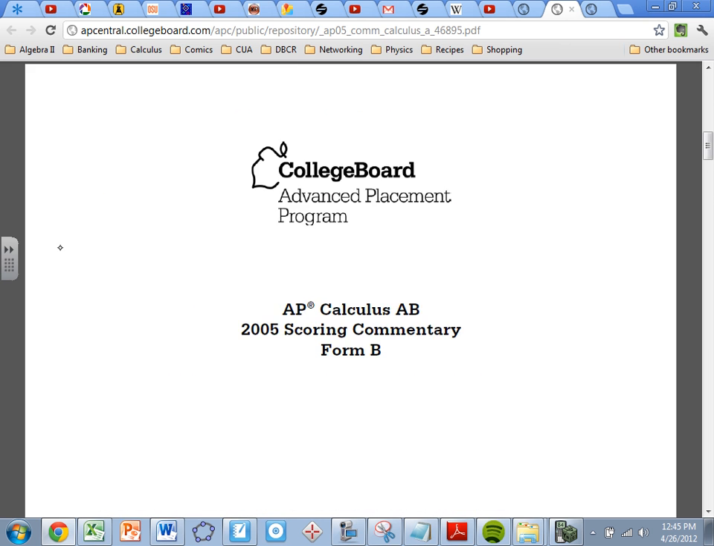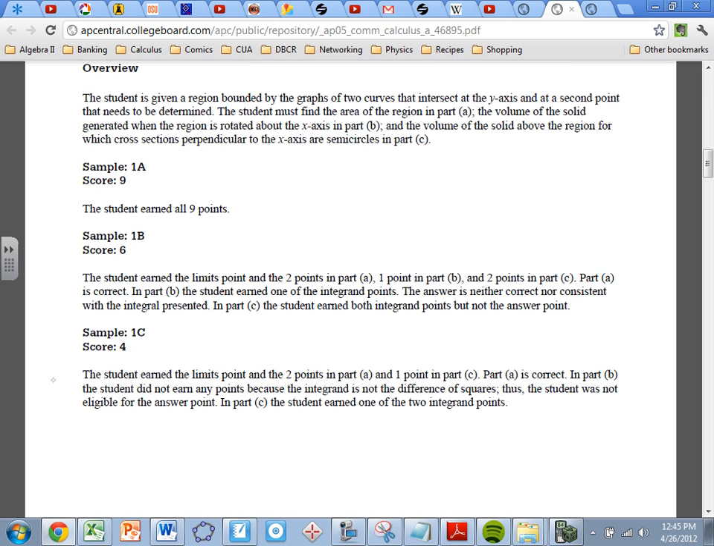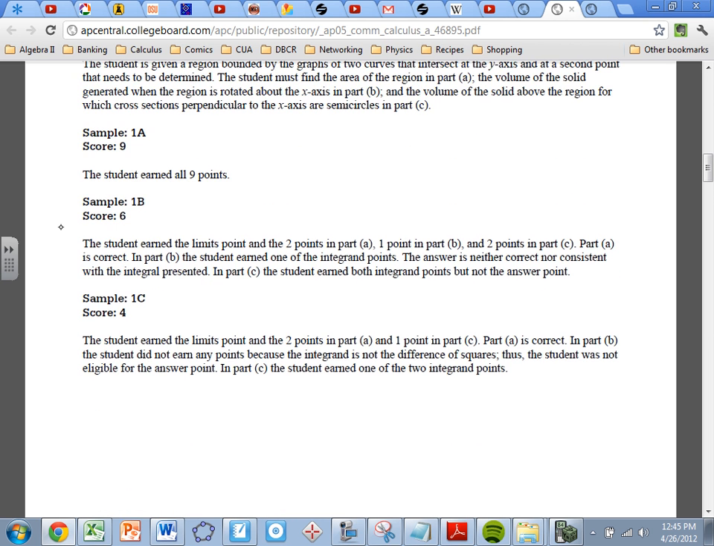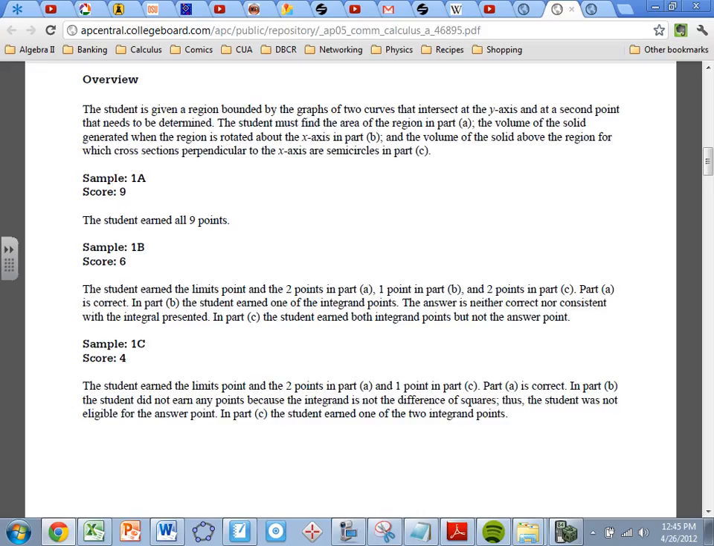The student is given a region bounded by the graphs of two curves that intersect at the y-axis and at a second point that needs to be determined. The student must find the area of the first region, the volume of the second, and the volume of the solid region. Then they talk about a score of 9 meaning they got everything right. A score of 6: traditionally, the student earned the limit points and 2 points for part A, 1 point for B, 2 points for C. So they discuss some things about the problem.